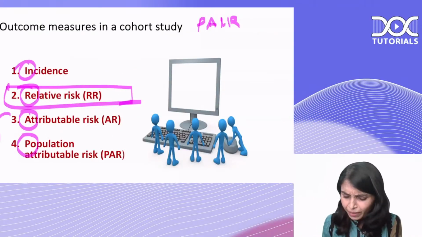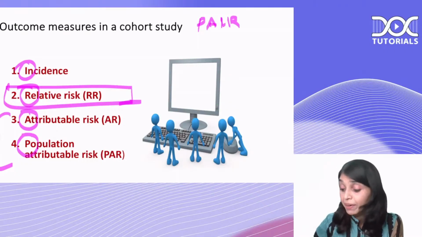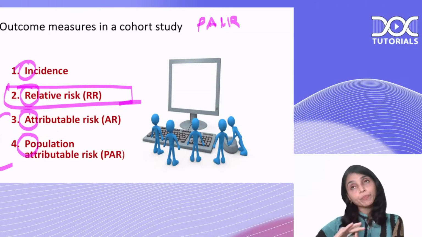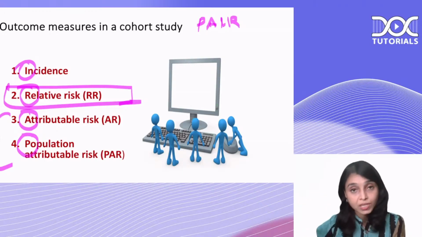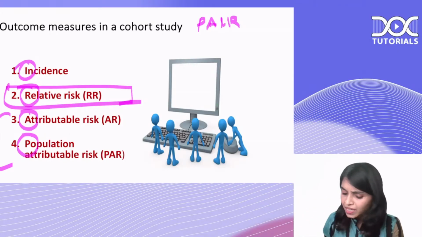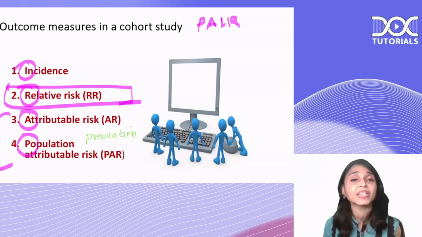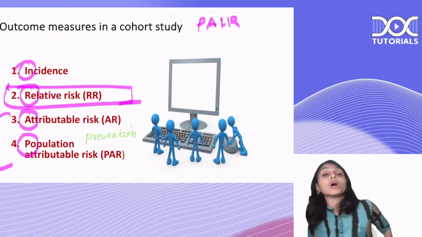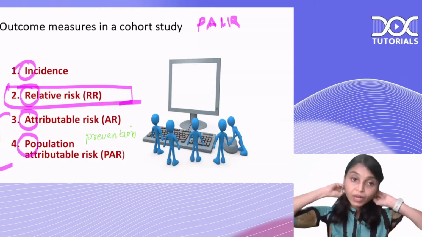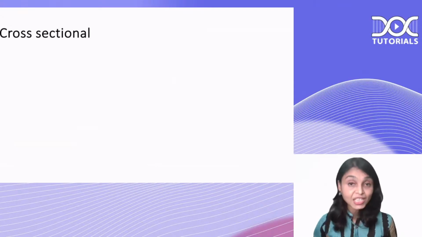And attributable risk and population attributable risk, usually they don't ask. Just understand that these have to do with prevention. That means if you remove this exposure, what percentage of risk you can reduce is what is given by attributable risk and population attributable risk. I don't have time to go into those details. What percentage of disease can be prevented once you remove that exposure is what you get out of the 3rd and 4th. Okay.